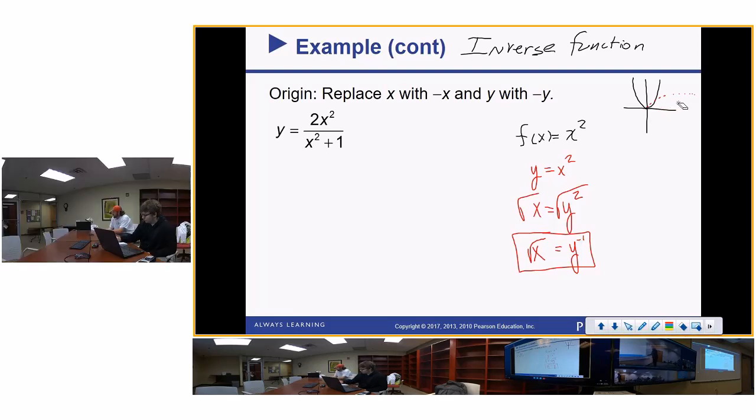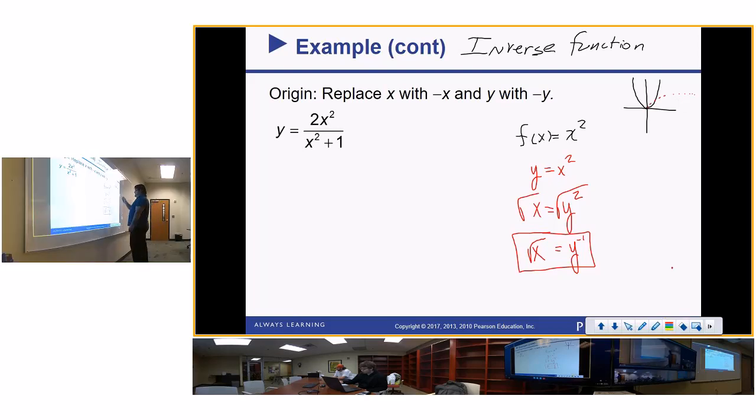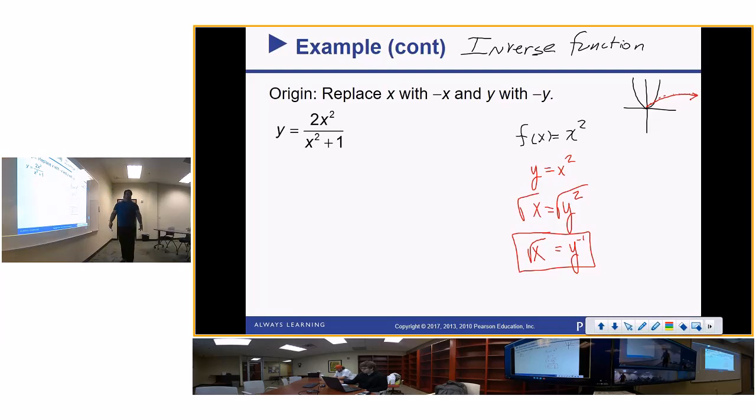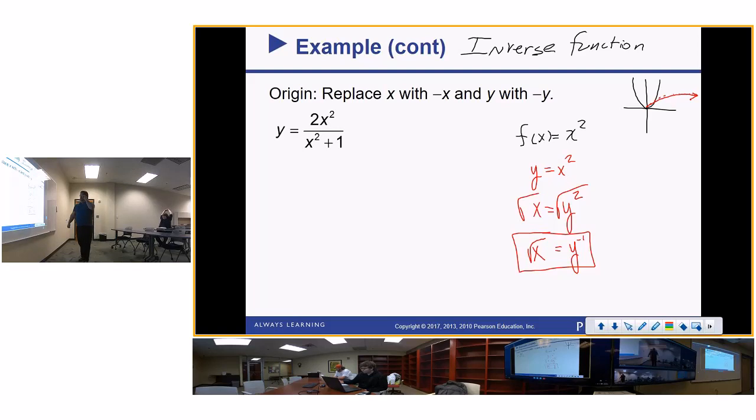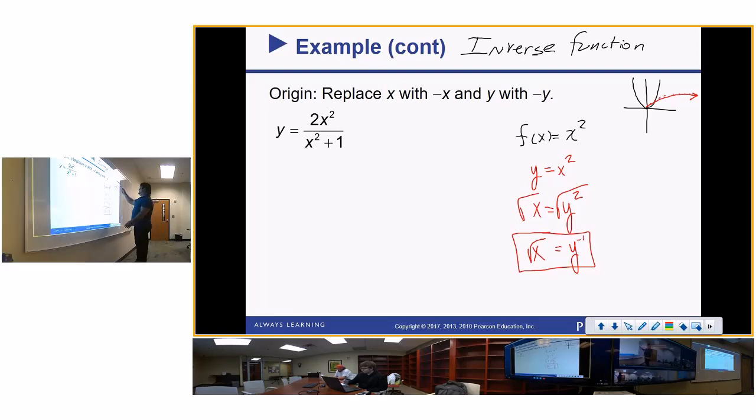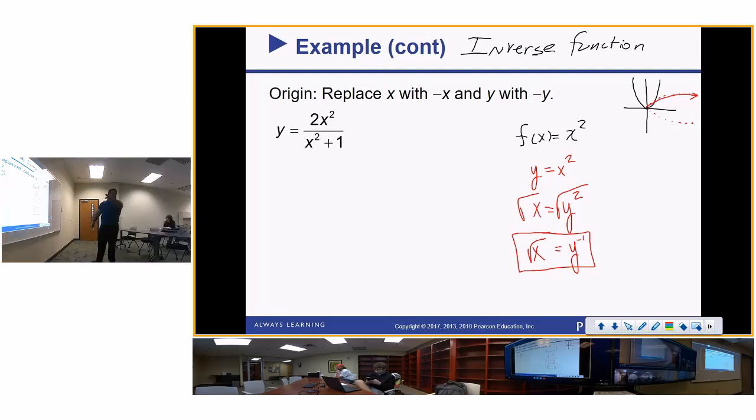That's the inverse function. Now, why isn't it below the x-axis? Because you can't take the square root of a negative number. So that's why you only have this part. But if you were to draw it, it would look like this. And what is the red function? A sideways version of the black function. That's what the inverse is.